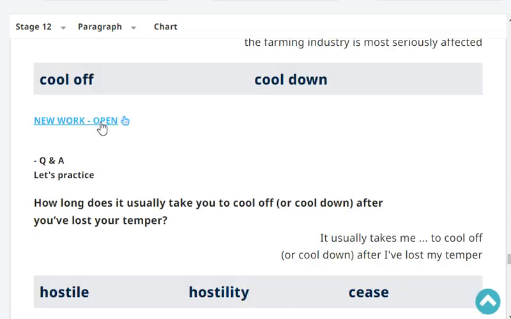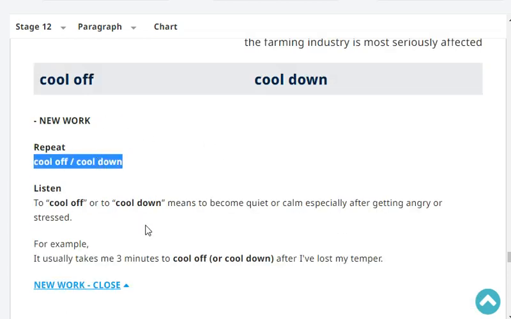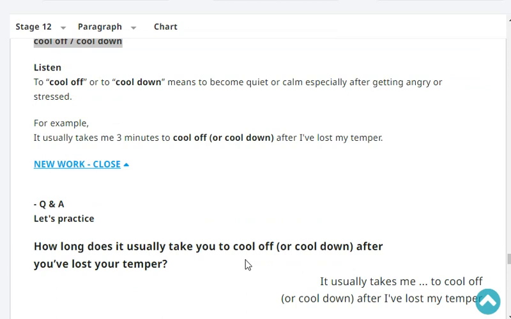Next, repeat. Cool off, cool down. Very good. Okay, listen. To cool off or to cool down means to become quiet or calm again, especially after getting angry or stressed. For example, it usually takes me 3 minutes to cool off or cool down after I've lost my temper.